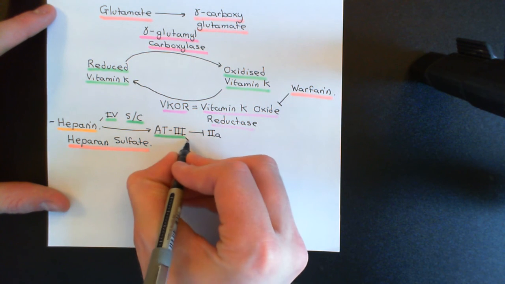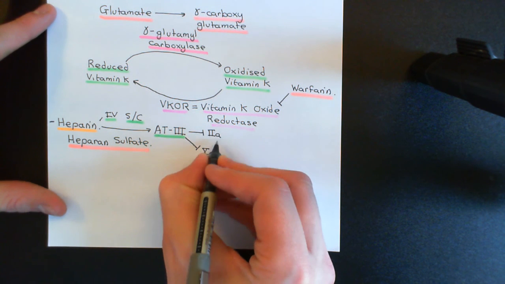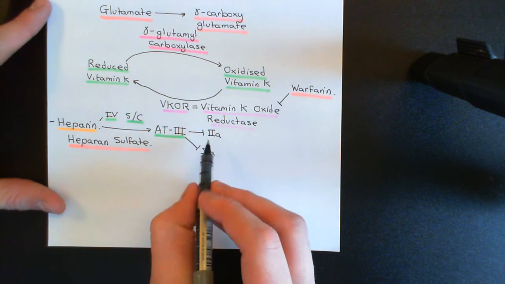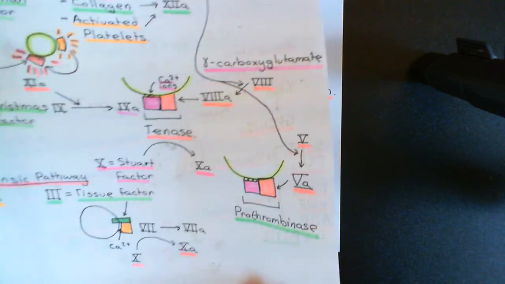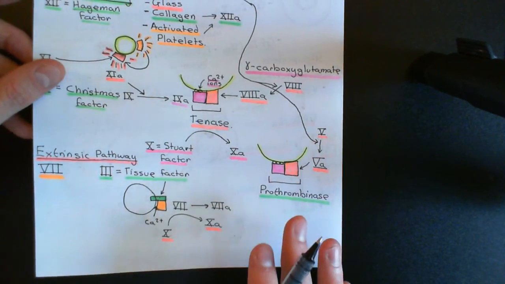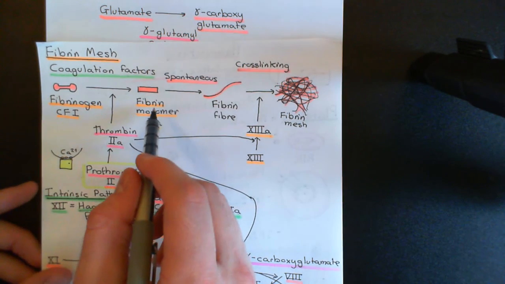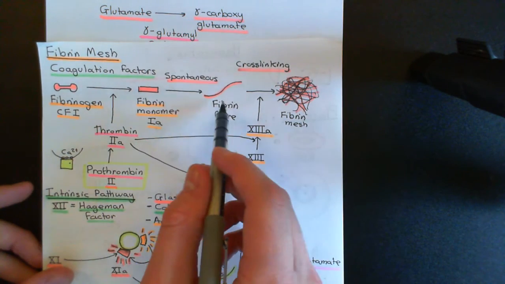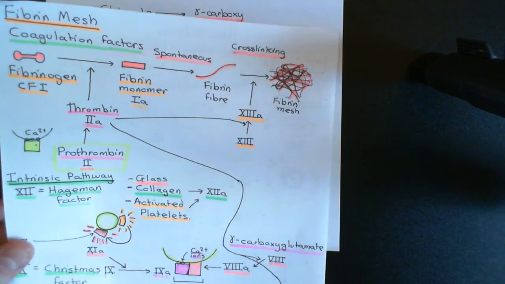So it can inhibit thrombin, and it can also inhibit factor 10A. Now those are incredibly important at the ends of both the intrinsic and extrinsic coagulation cascades. So remember, they are right at the end. Thrombin is the one that actually converts fibrinogen into fibrin monomers so that the fibrin monomers can aggregate into a fibrin polymer, which can then form fibrin meshworks.